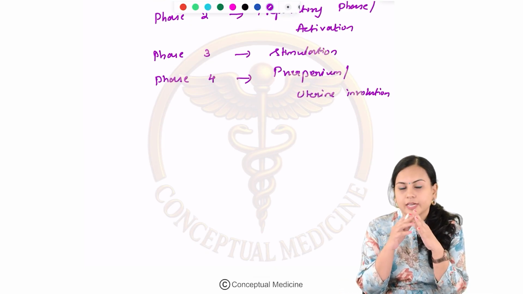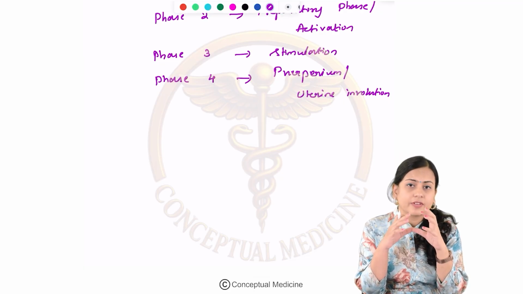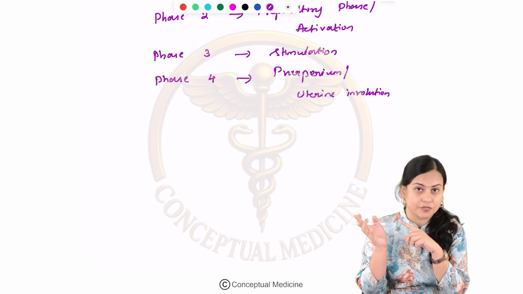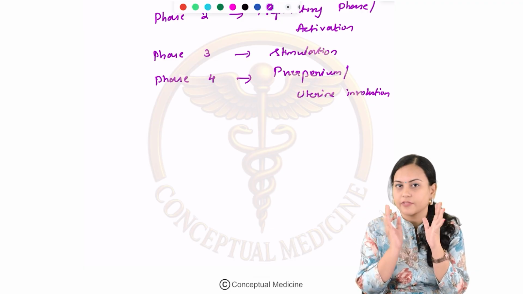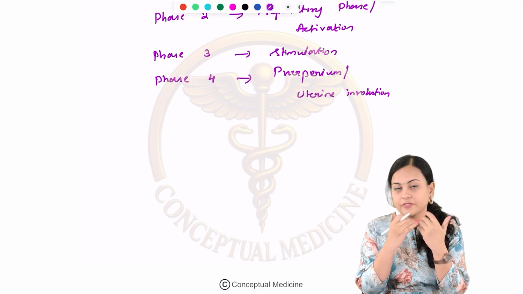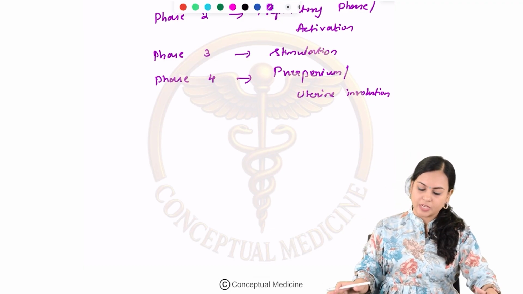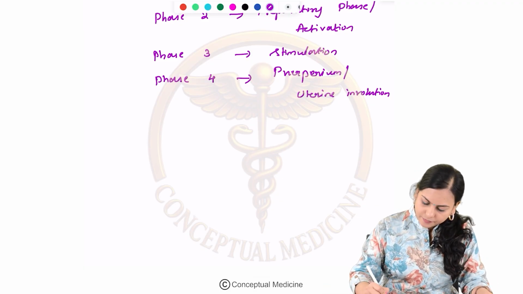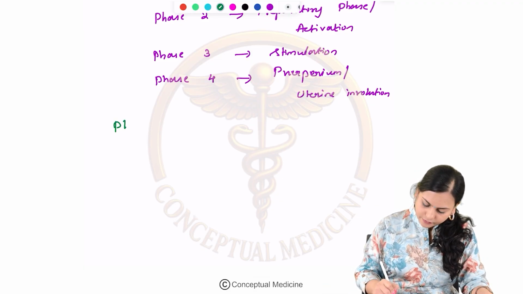You shouldn't confuse this physiology of labor, where we are studying the phases, with the stages of labor. Stages of labor is different, phases of labor in physiology of labor is different. Clear? Now, we will see the first phase, phase 1, that is uterine quiescence.